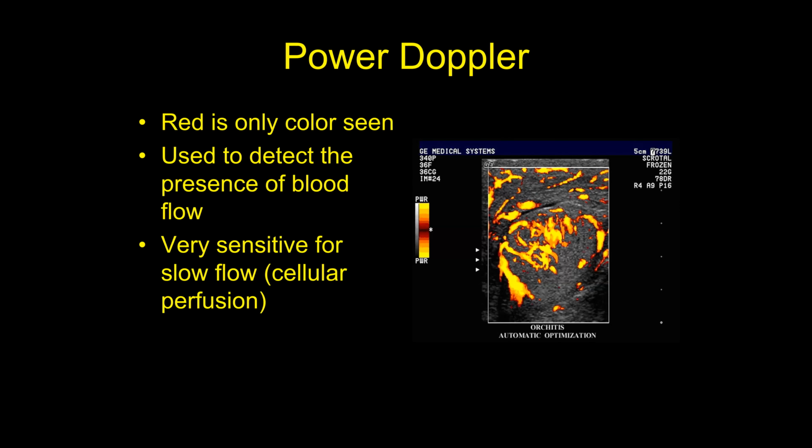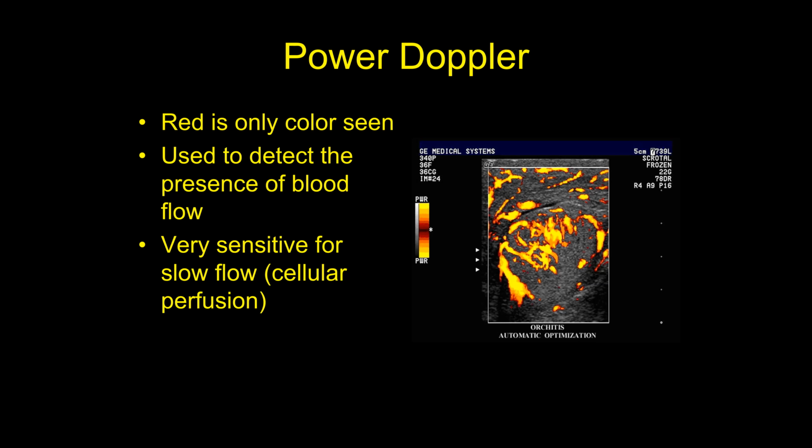So power Doppler is really good for looking at slow flow in veins, almost down to the perfusion level. This is a testicle, and you can see all of this slow flow into the perfusion level of that tissue. The power Doppler does not tell you what direction the blood flow is. It doesn't tell you the velocity of the blood flow. It just tells you there is flow, and it's slow flow.